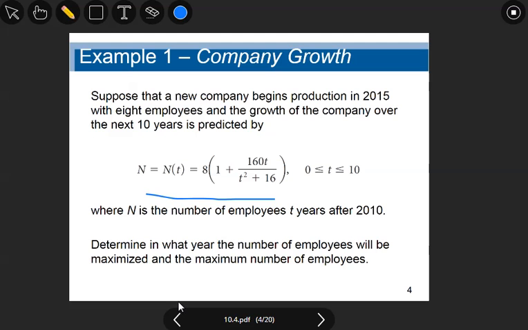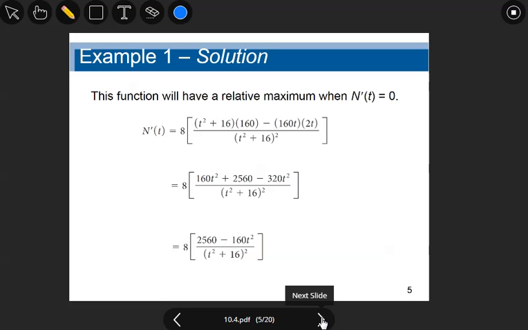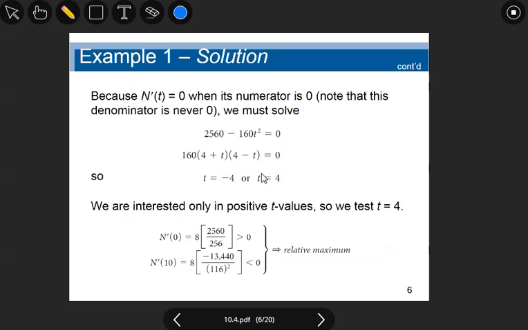We know if we are asked to find the maximum or minimum, then we need to take the first derivative and set it equal to 0. Here we have to use the quotient rule because it is the ratio between two values. We have done it here, and after that we set it equal to 0, and we obtain the two critical values: t is equal to positive 4 or t is equal to negative 4. Time cannot be a negative value, so this is the only possible value.